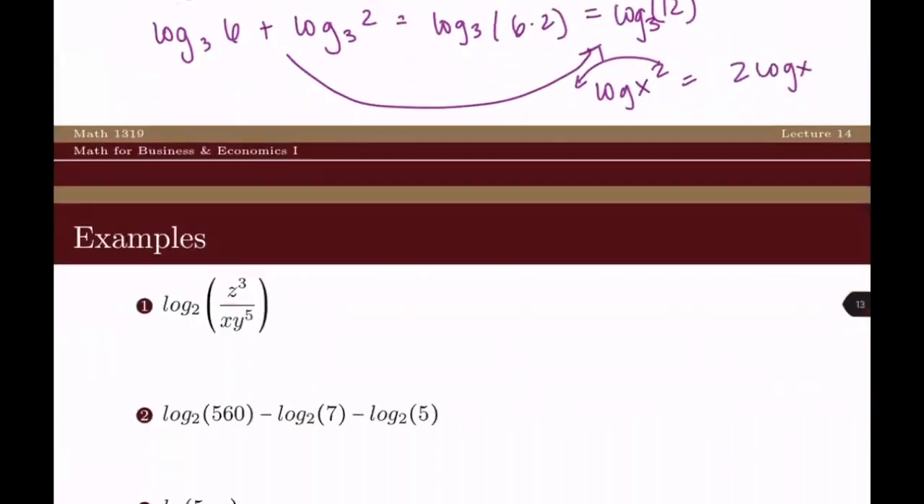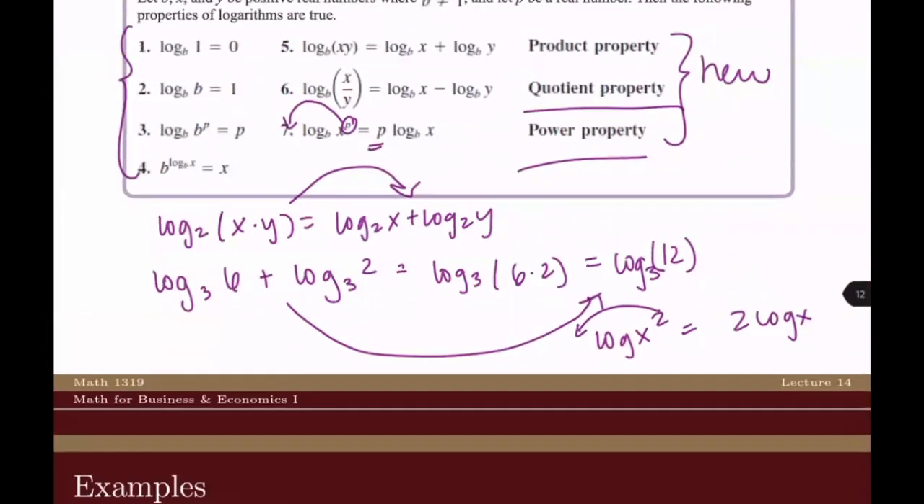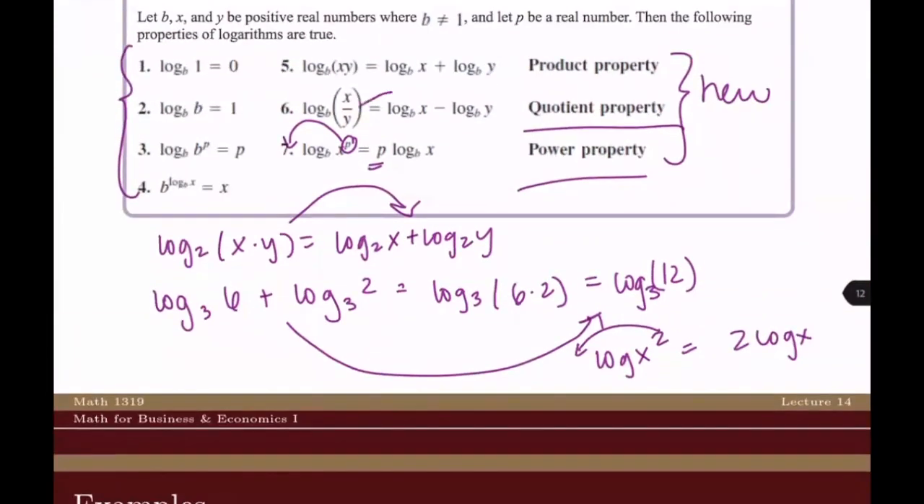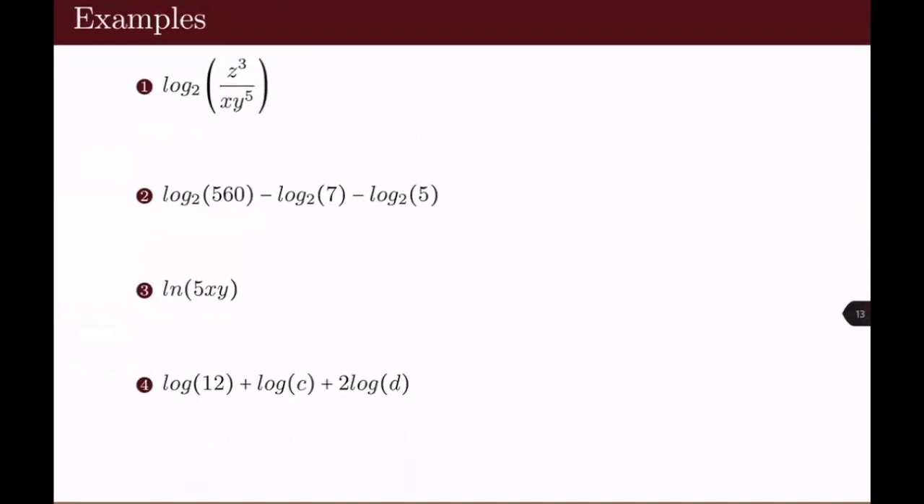All right, let's go through some examples. So what we want to do is deconstruct this log to make it in the form of our properties. So the first thing we'll do is see that divides means subtracts. Okay, multiply is add, divides is subtracts. So that means we'll have log base 2 of z cubed minus log base 2 of x y to the 5th.